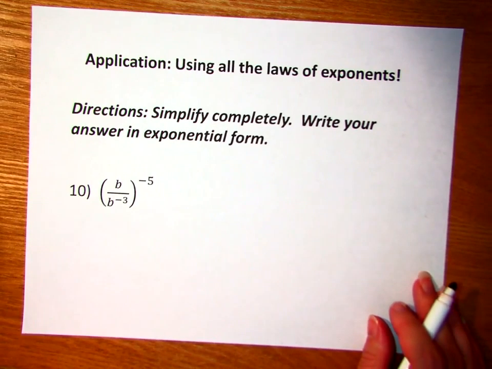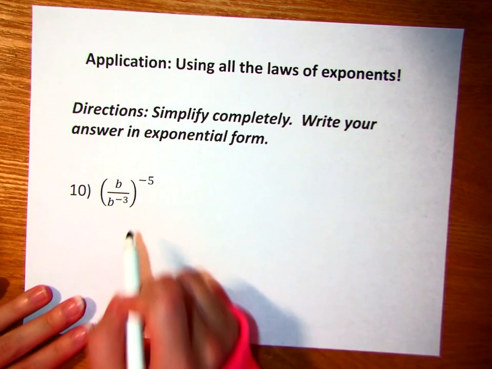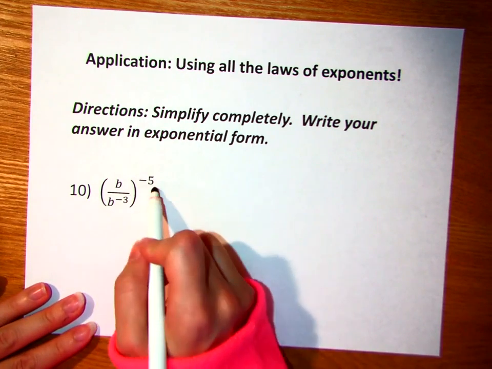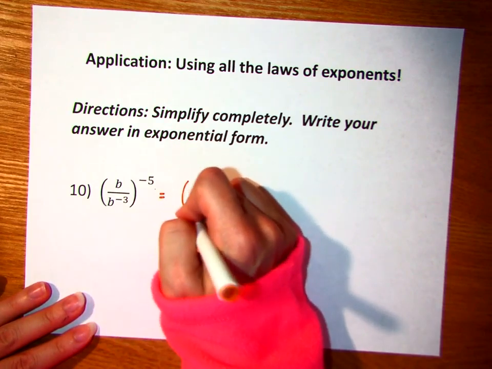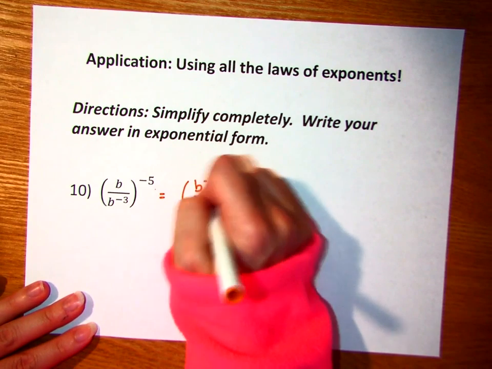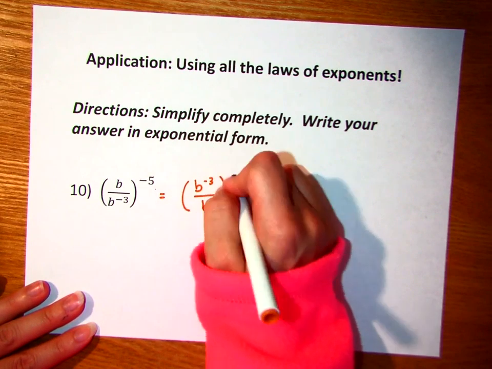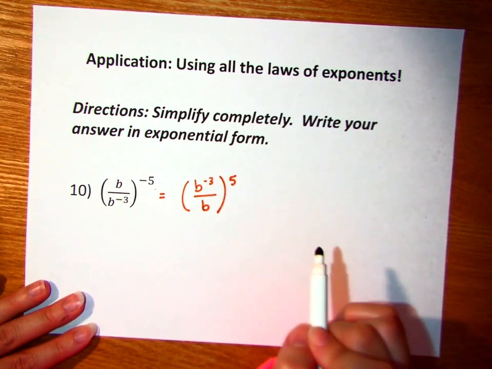And then in our final problem here, it says simplify completely. Again, we're writing our answer as an exponent. So I see that negative 5. What I want to do is I'm going to go ahead and change this up so that we have b to the negative 3rd over b, and now that is to the positive 5th power. Now we want to take care of this inside of the parentheses, and look what's going on here. We still have a negative 3.